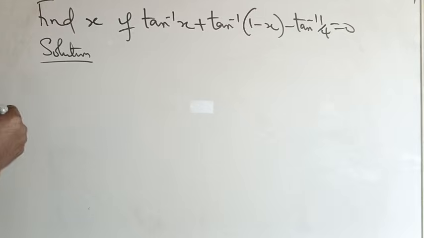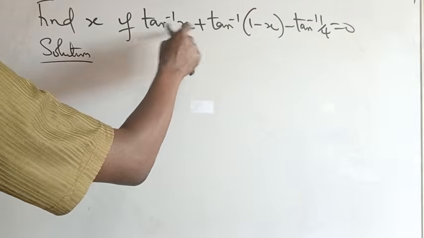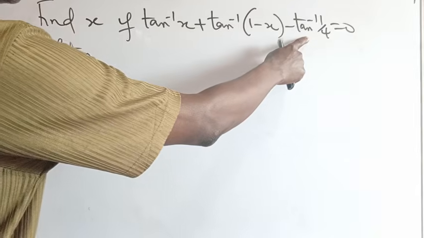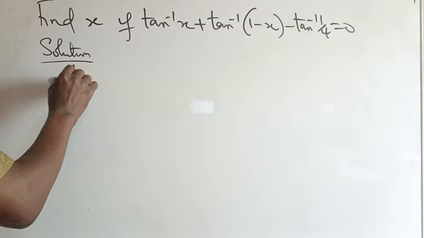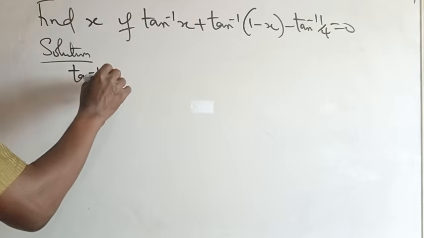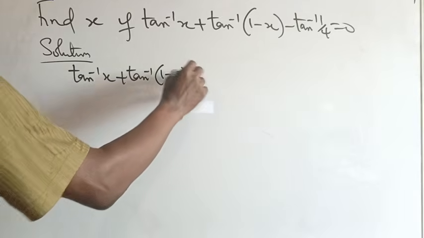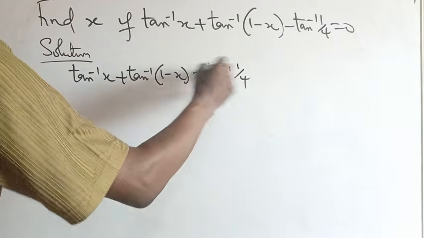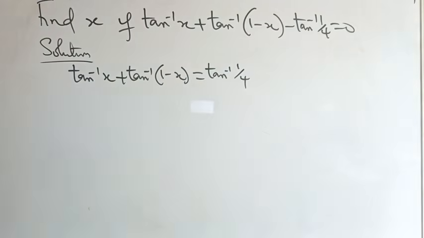Okay, now let's look at this question. You see that x is here, x is here. We have variable x here, we have variable x here. This does not have variable x. Let's take this one to the other side. So we have tan inverse of x plus tan inverse of 1 minus x equals tan inverse of 1 over 4. Brilliant. Yes, because when you transfer minus to the other side, it becomes plus.